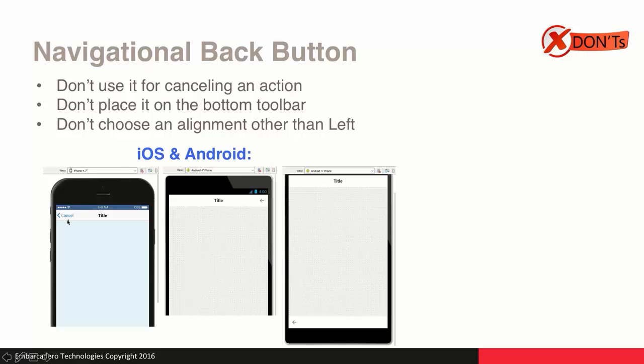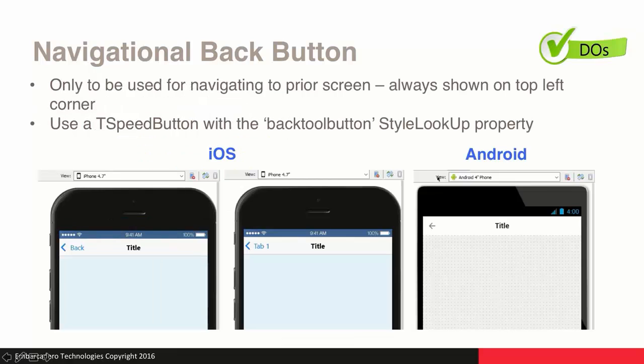So it shouldn't be used to cancel an action, it shouldn't be top right aligned, it shouldn't be bottom left aligned. It should only be used for navigating to the prior screen, always shown in the top left corner, and you should use the TSpeedButton with the backtoolbutton StyleLookup property. So you can see that here. We have the back text, and using text is optional. And on Android, by default, it always shows the icons.